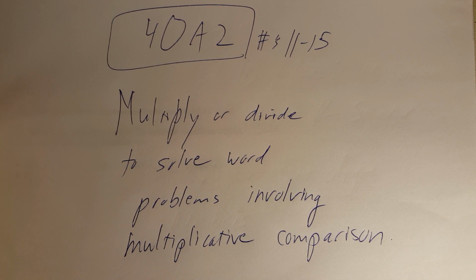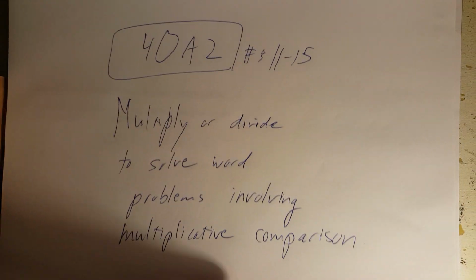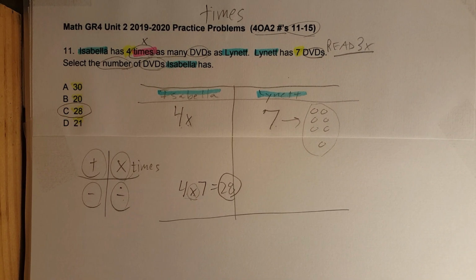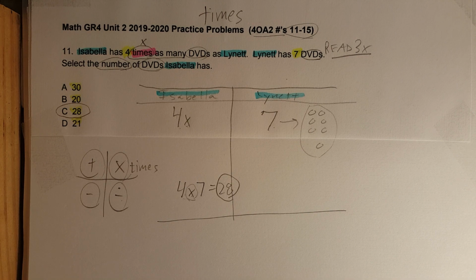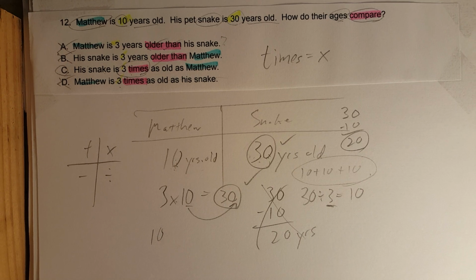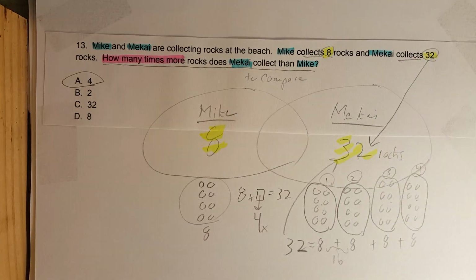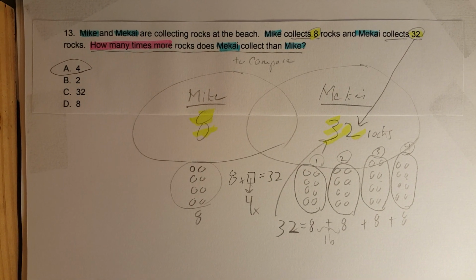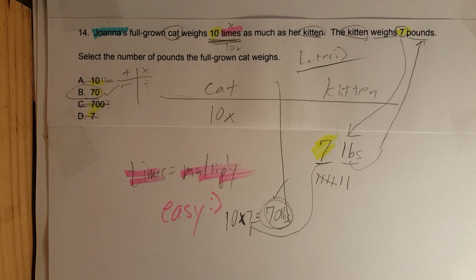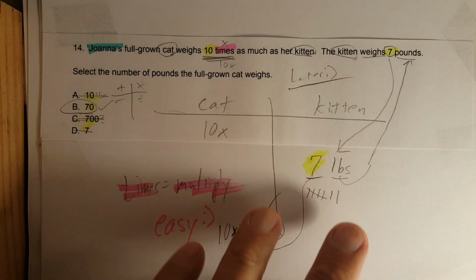4OA2, numbers 11 through 15. Multiply or divide to solve word problems involving multiplicative comparison. Let's go to the next ones. Number 11. Remember, quick scan. Oh, I know how to do this problem. Super easy. Go to the next problem. Number 12. Number 13. Number 14. Number 15.